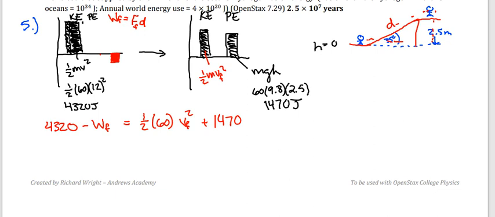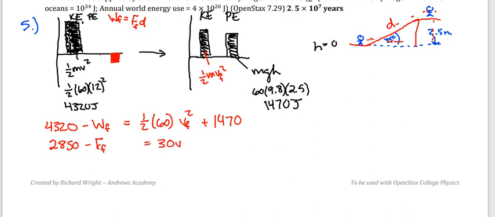So I'm going to put that number and this number together. 4,320 minus 1470, 2850, minus, what is work? It's the force of friction times the distance. And I'm going to find that distance right now.